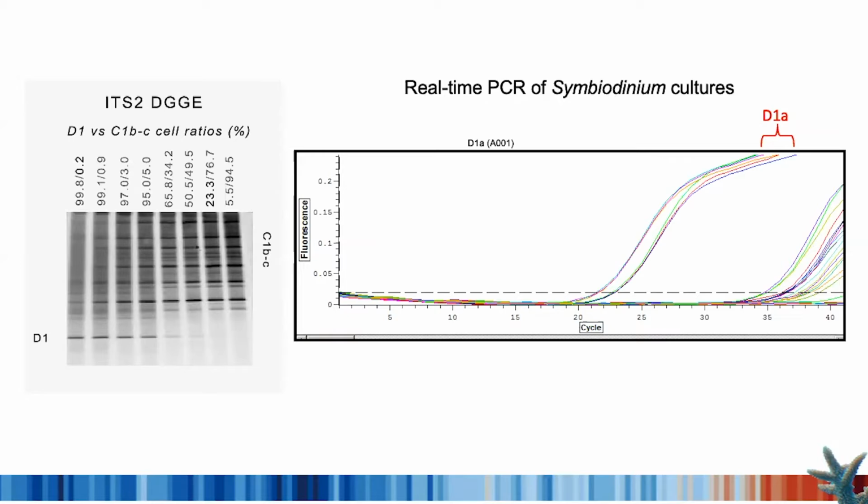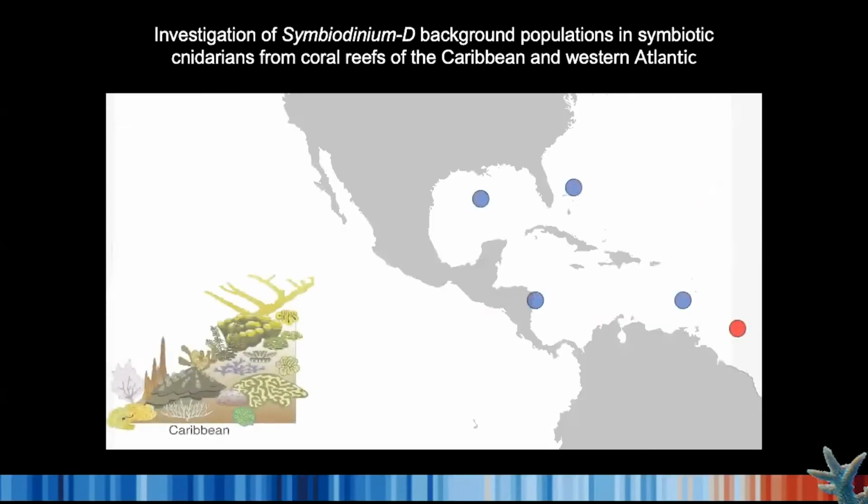So I switched to real-time PCR. I developed a quantitative PCR technique to identify D1A. The resolution is down to 1% of the population. So real-time PCR is very high resolution, and I was able to detect D1A all the way down to when it was even less than 1% of the total. So we went back and looked at a lot of our samples with this resolution, and the picture started to become more clear. I started to look at Symbiodinium D background populations in host taxa throughout the Caribbean.